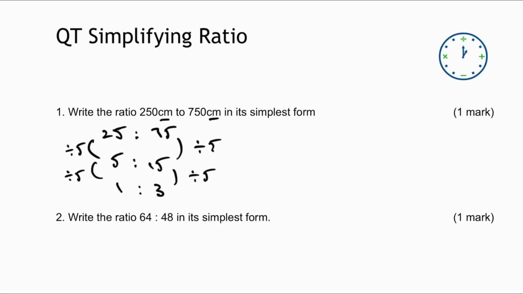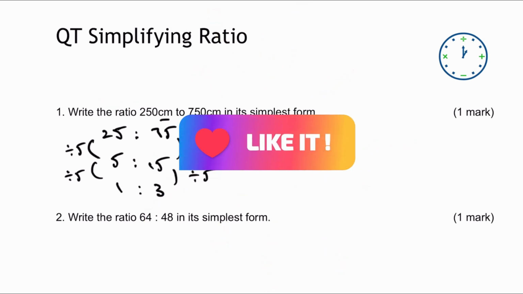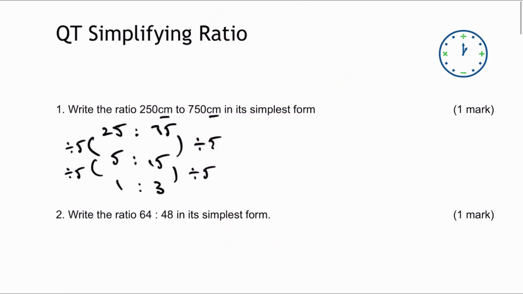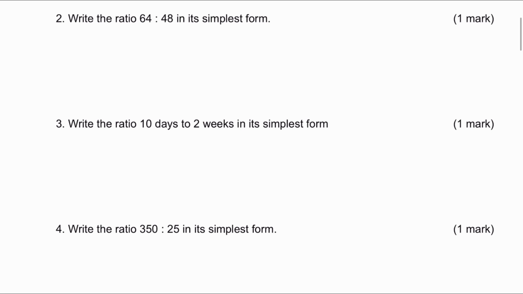Now, pretty much the way I've laid this out is the way that we would generally lay out these sorts of questions. If you work down the page, it's a little bit easier. So let's move on then to question number 2. 64 to 48 in its simplest form.